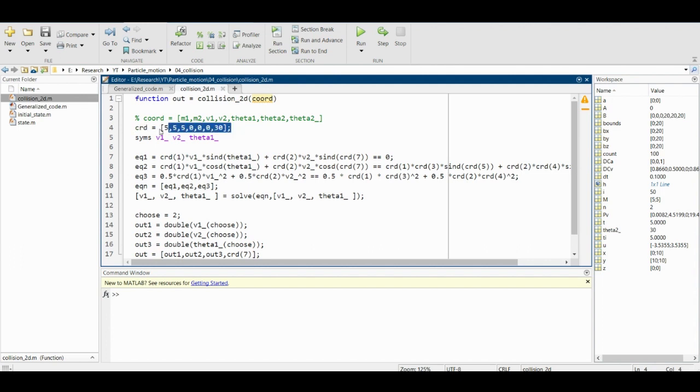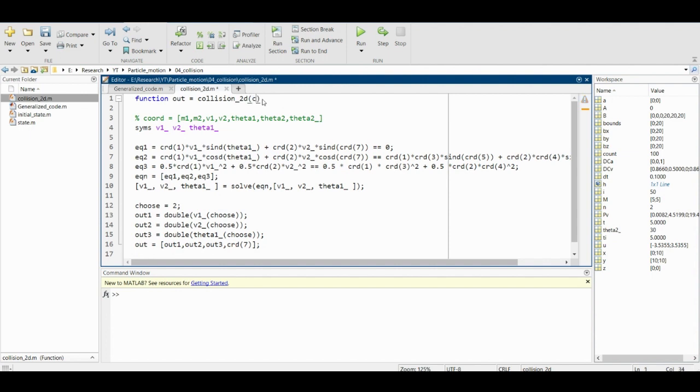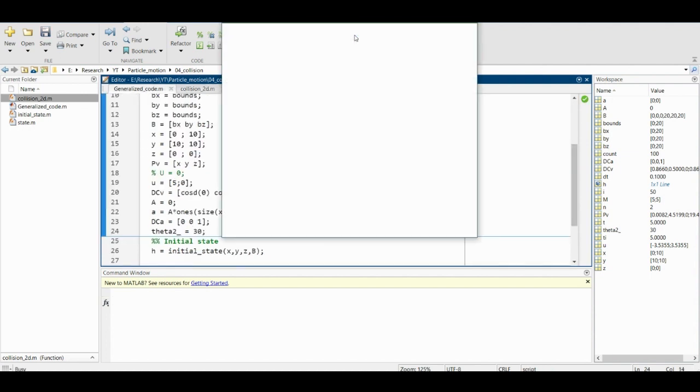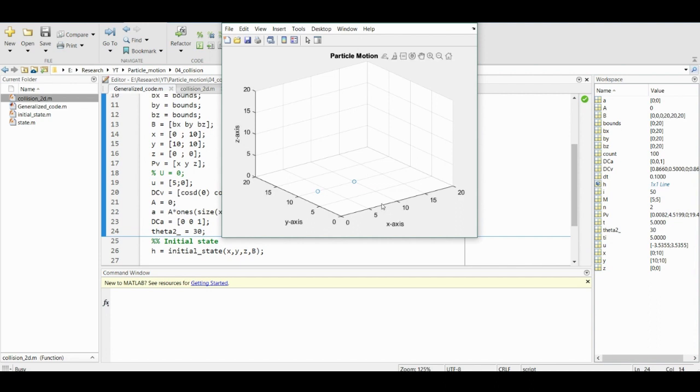We had just used this one. We don't have to use this one. We can delete this and put CRD here, just to remember what is what. Now let's do it again. Okay, this is going good.